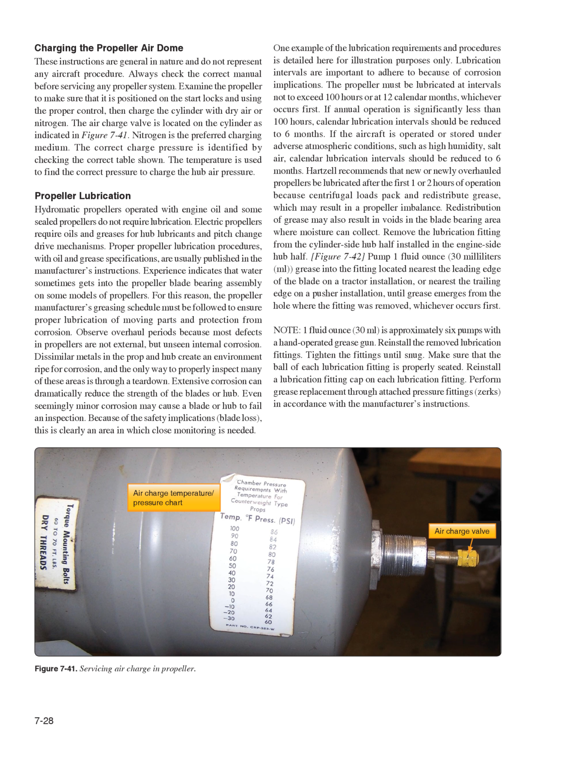Remove the lubrication fitting from the cylinder side hub half installed in the engine side hub half, Figure 742. Pump 1 fluid ounce, 30 ml, of grease into the fitting located nearest the leading edge of the blade on a tractor installation, or nearest the trailing edge on a pusher installation, until grease emerges from the hole where the fitting was removed, whichever occurs first. Note, 1 fluid ounce, 30 ml, is approximately 6 pumps with a hand-operated grease gun.